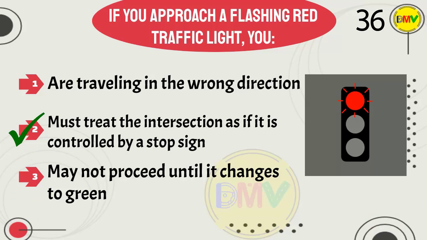The correct answer is 2. Treat a flashing red light the same as a stop sign. Come to a complete stop at the stop line, or, if there is no stop line, prior to the crosswalk and before entering the intersection. Yield to all other traffic and pedestrians.